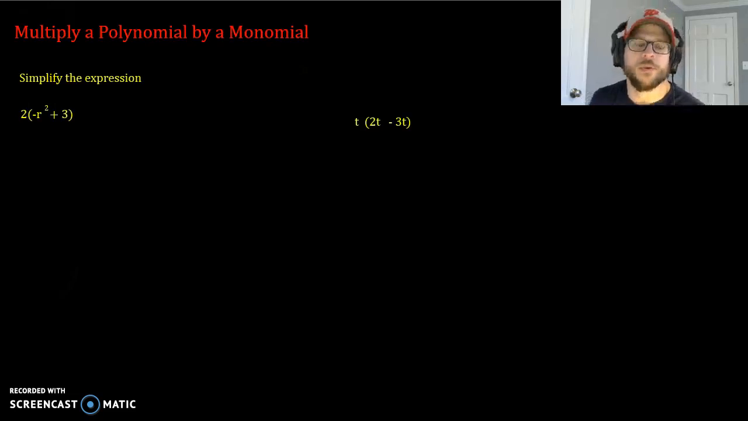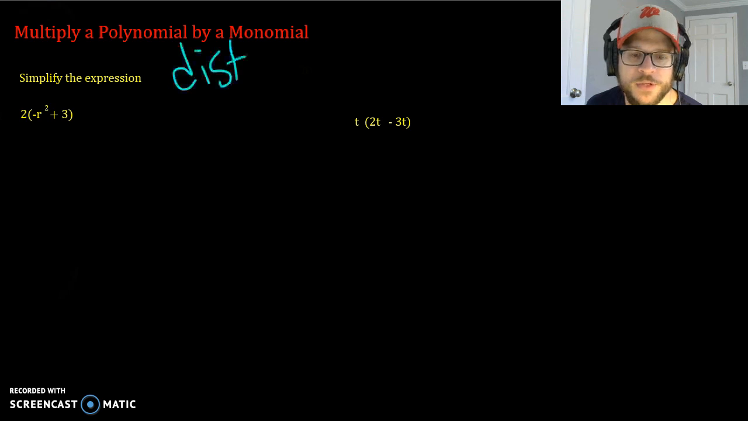All right, in this tutorial we're going to be multiplying a polynomial by a monomial. Now remember, a polynomial is many terms, a monomial is one term. So really the key here when you're multiplying a polynomial and a monomial is just to continue following your distributive property.